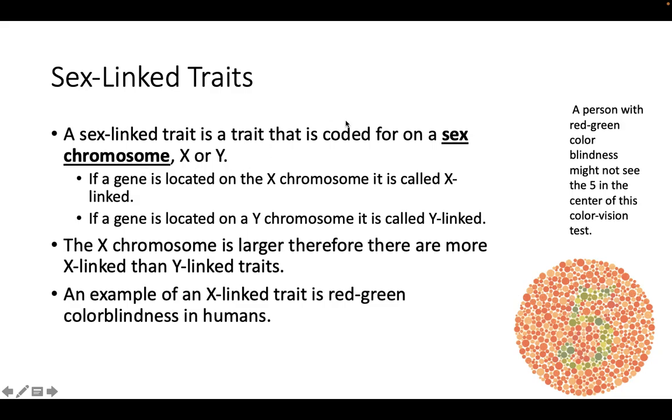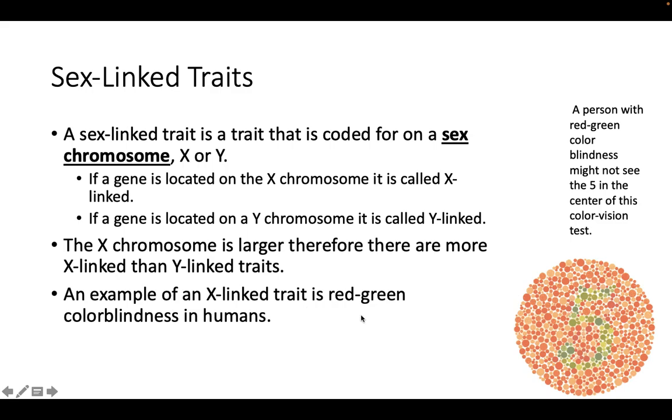When we looked at all those homologous pairs of chromosomes in previous units, there was always at the very end an X and Y or X, depending upon whether it's male or female, chromosomes at the very bottom right hand side. If a gene's located on the X chromosome, it's called X-linked. If it's on the Y chromosome, it's Y-linked. The X chromosome is larger, therefore there are more X-linked than Y-linked traits.